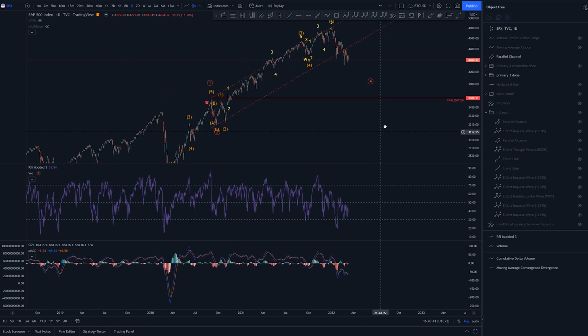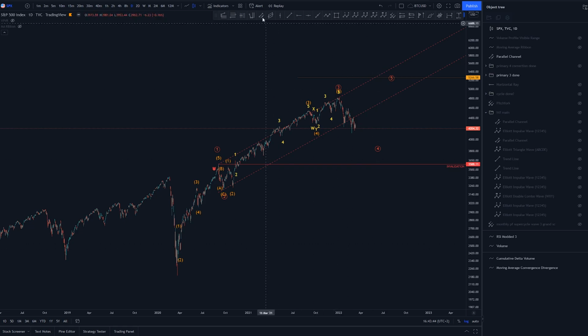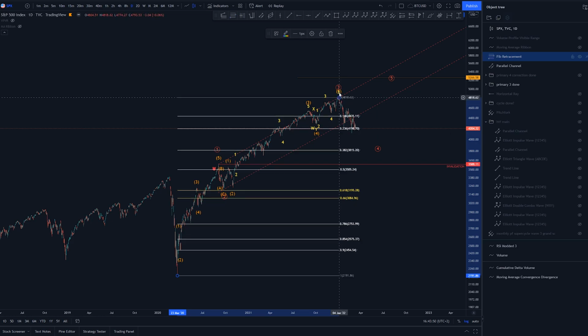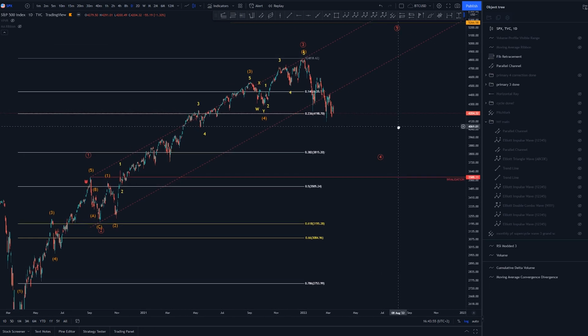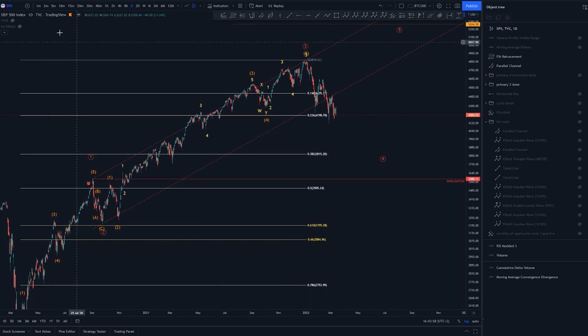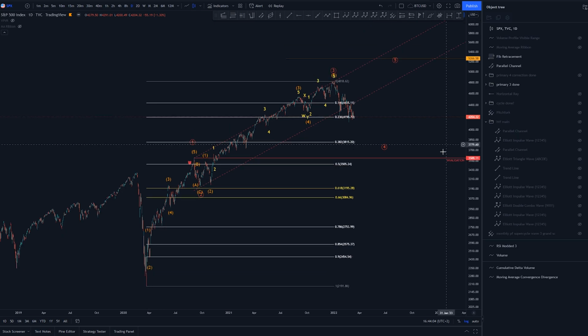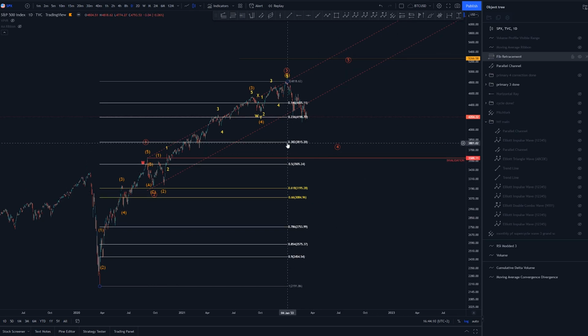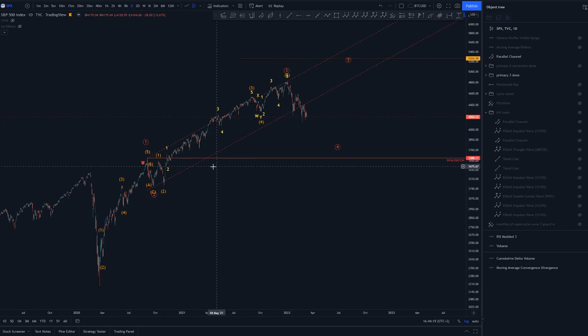Now where would the fourth be expected? We can just check out the 0.382. Around here, around 3800. And check out, oh yeah, the SPX one doesn't have volume, which is a bit bad. I might need to transfer this to another chart to check out the volume. But yeah, 3800 is around the price where we might be looking at this. Again, invalidation here at the top of primary one, around $3,600.